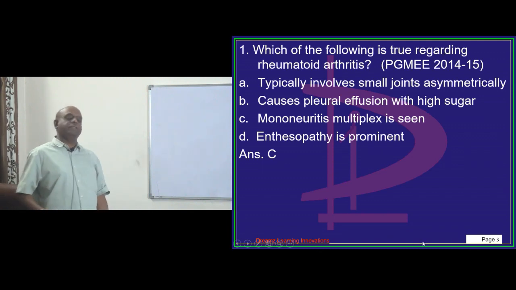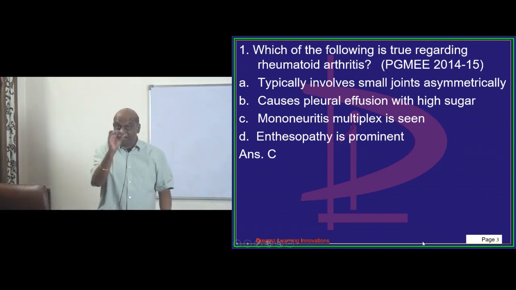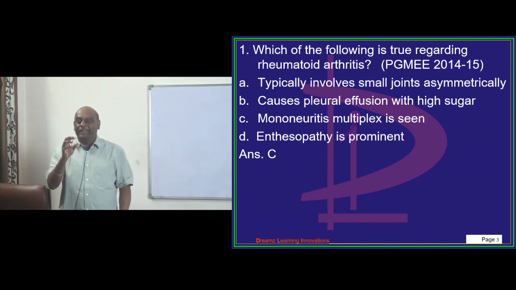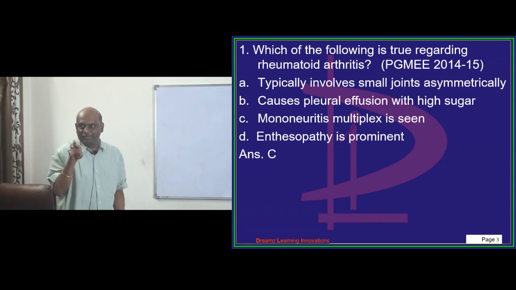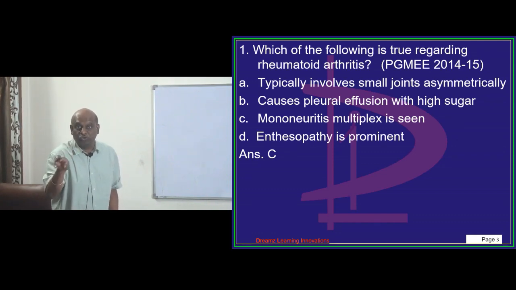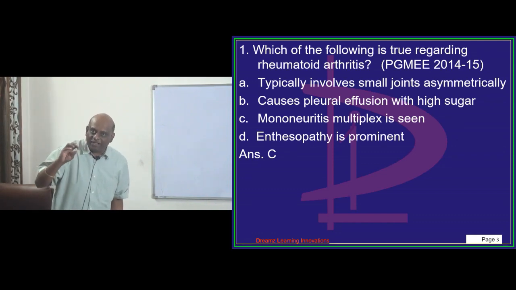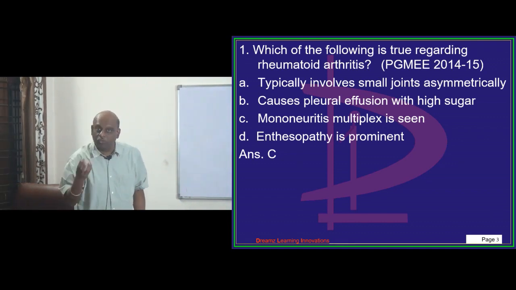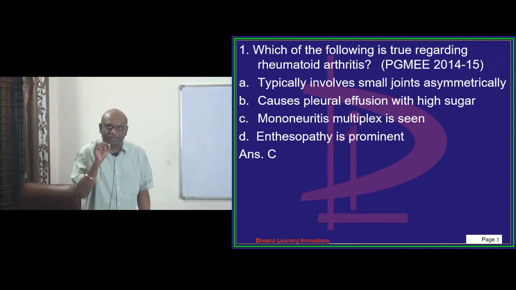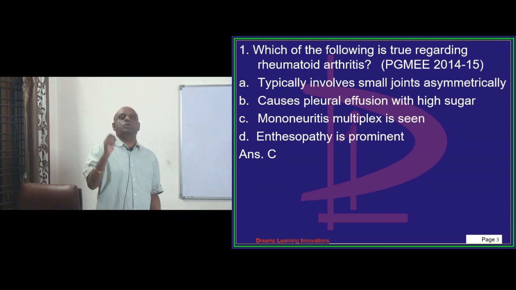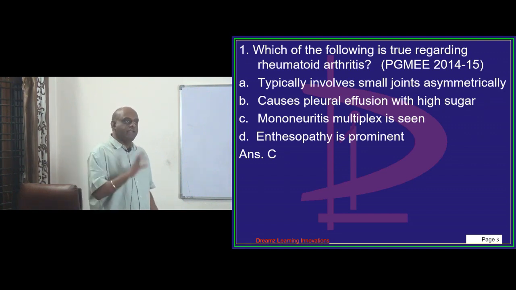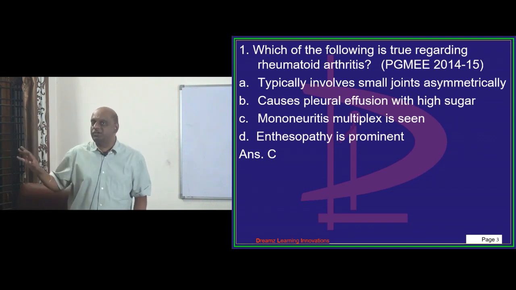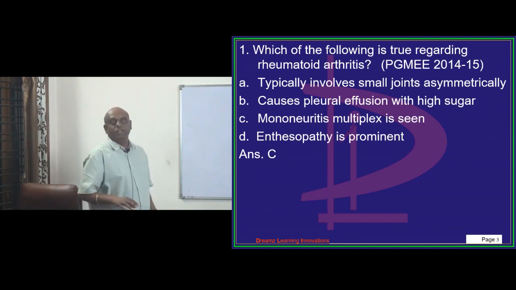Enthesopathy, what is the meaning of enthesopathy? Achilles tendon is there, no? Inflammation of the tendon, when the tendon is attaching to the bone, at the tendinous attachment sites on the bones, if there is an inflammation at the point of attachment, that is called enthesitis. Enthesopathy is a feature of conditions like ankylosing spondylitis, is what you need to remember.